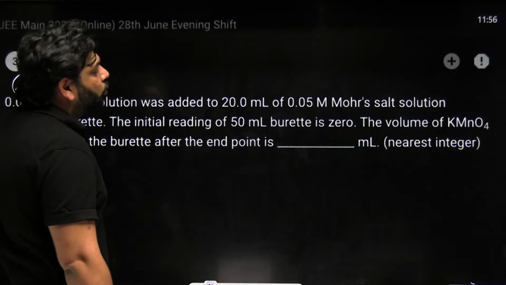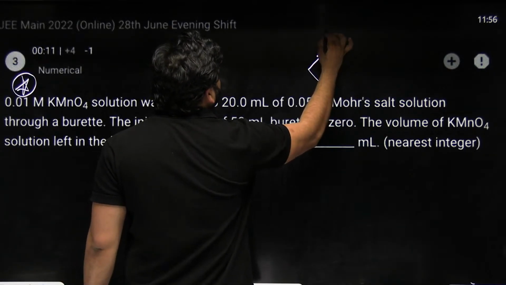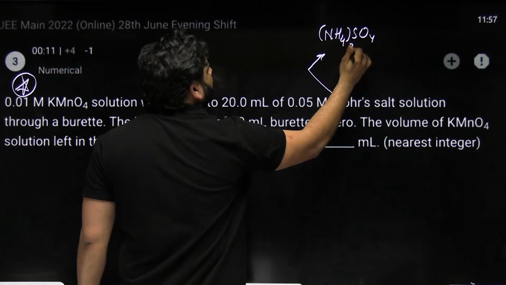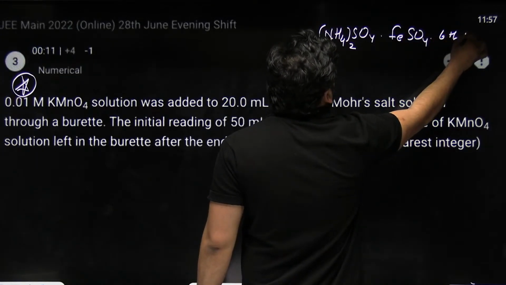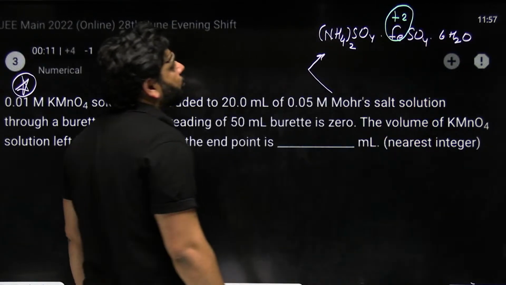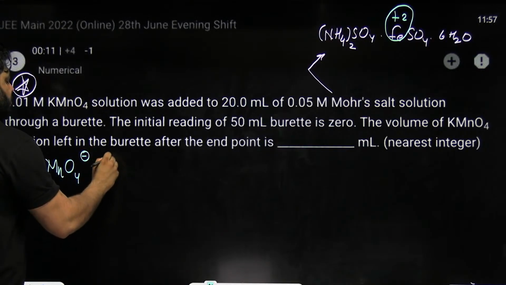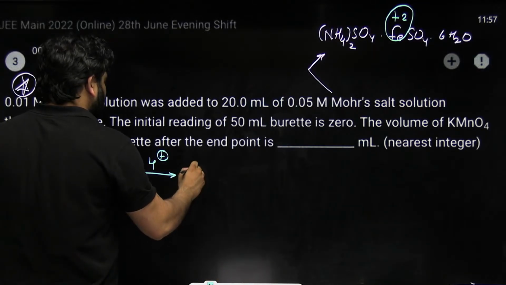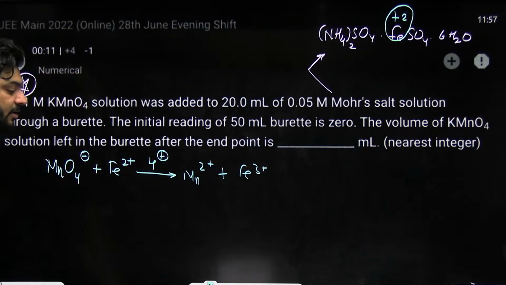Do one thing, everybody. What is Mohr's salt, by the way? Mohr's salt is (NH4)2SO4·FeSO4·6H2O. Most importantly, the iron over here is present in positive 2. So the reaction occurs in such a way that KMnO4, or the permanganate ion, reacts with Fe2+ in acidic conditions, itself getting reduced to Mn2+ and oxidizing iron to Fe3+. That's the typical chemical reaction we'll see here.